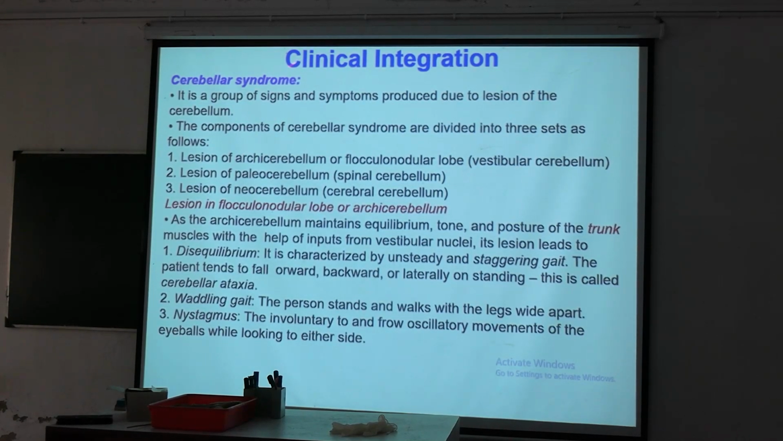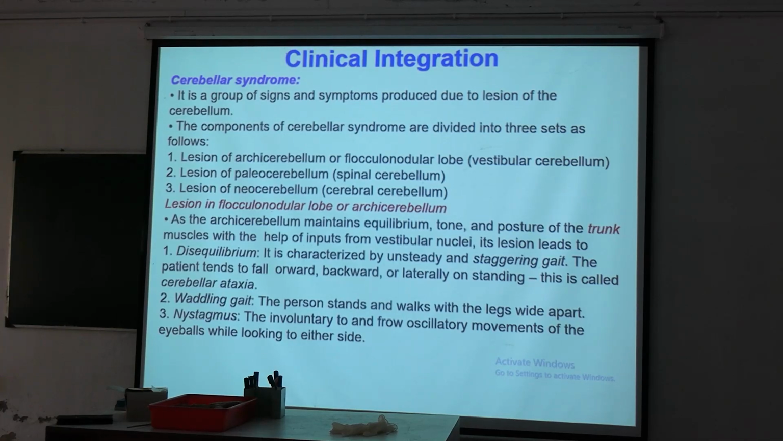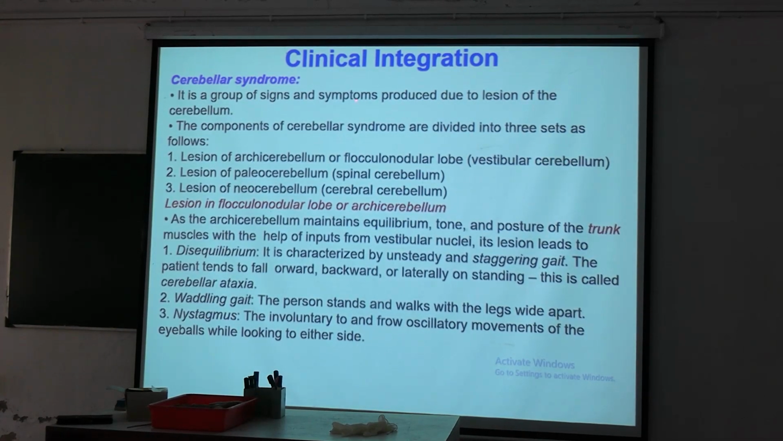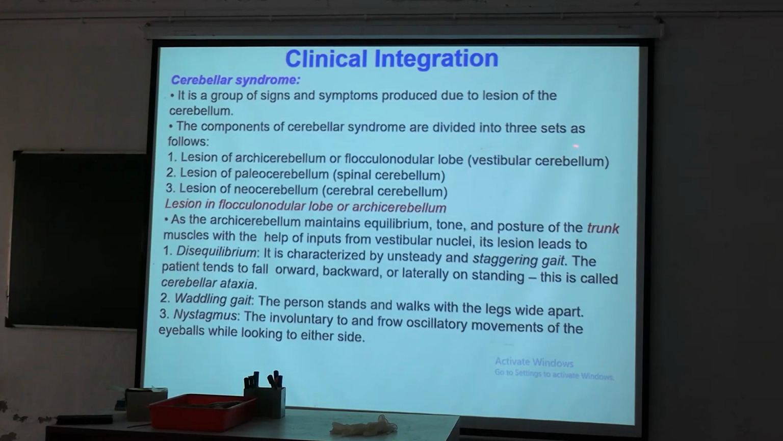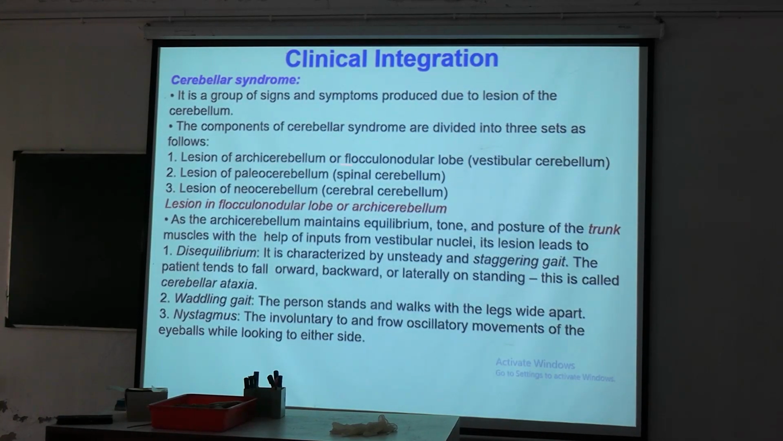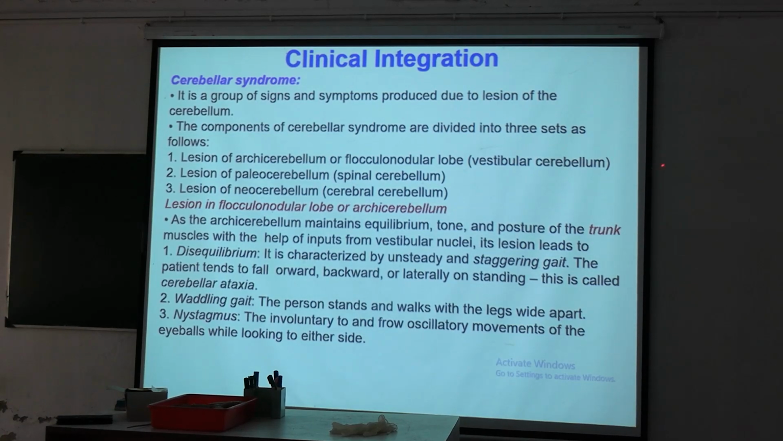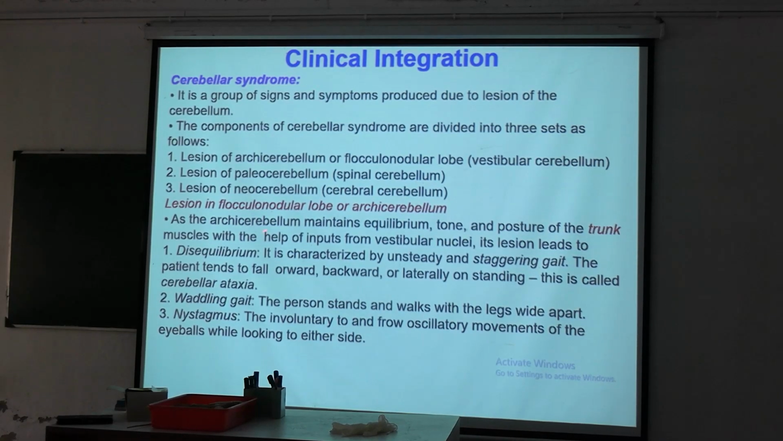Next is cerebellar syndrome, a very important clinical aspect. Cerebellar syndrome is a group of signs and symptoms produced due to lesion of the cerebellum. The components of cerebellar syndrome are divided into three sets: lesions of archicerebellum or flocculonodular lobe, that is vestibular cerebellum; lesions of paleocerebellum or spinal cerebellum; and lesions of neocerebellum or cerebral cerebellum. So what will be the symptoms due to lesions of the flocculonodular lobe or archicerebellum?